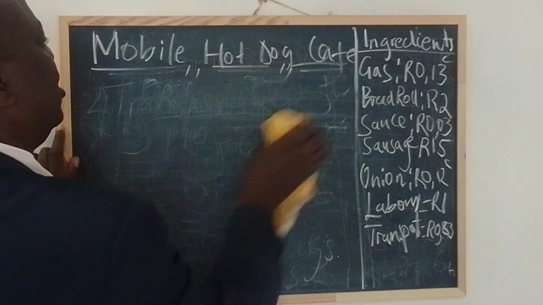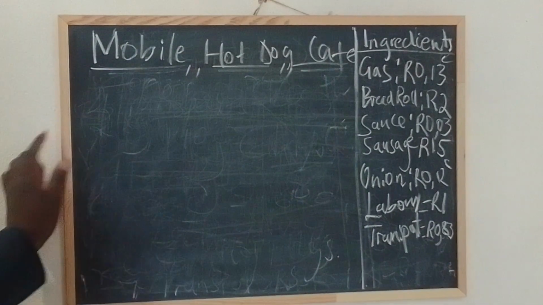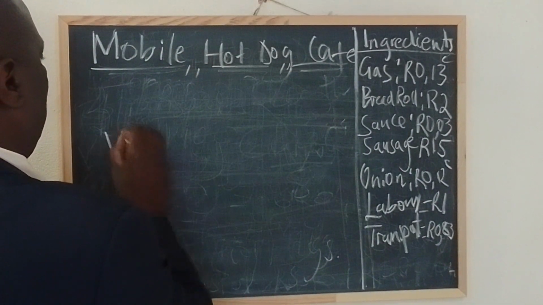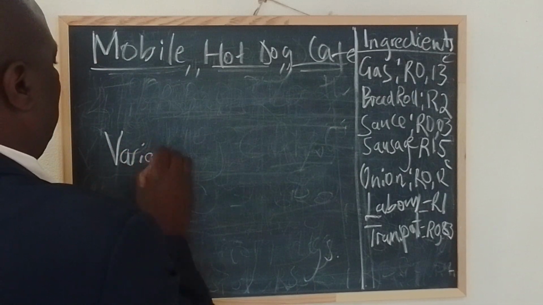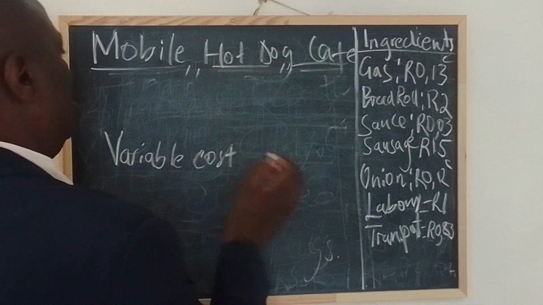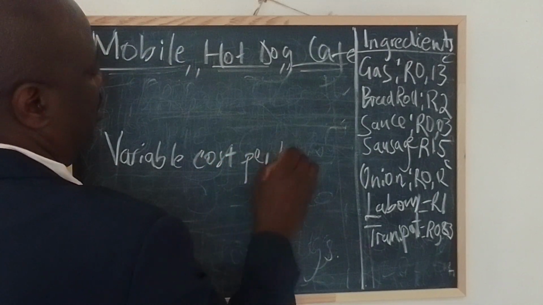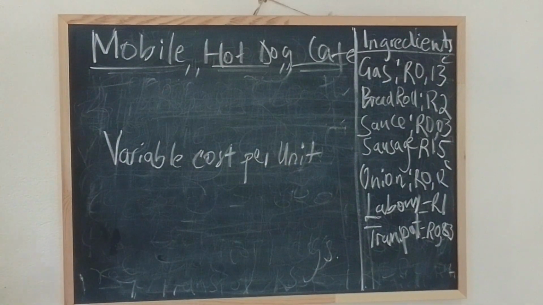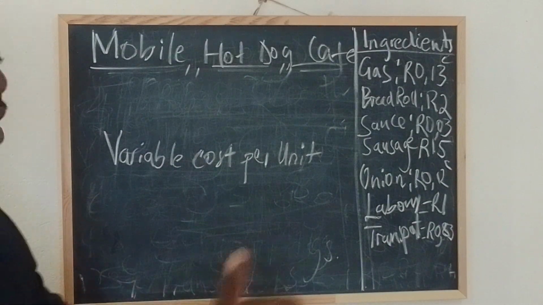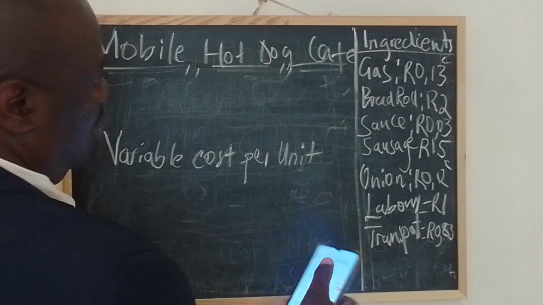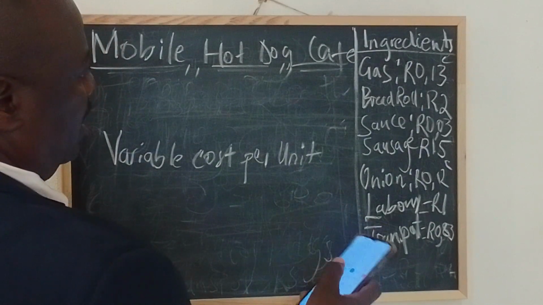Now we want to get the variable cost per unit for each hot dog. How much does each hot dog cost us to make, to put it on the table, to say, customer, sir, here is your hot dog. How much? We just need to add up everything and get the total.